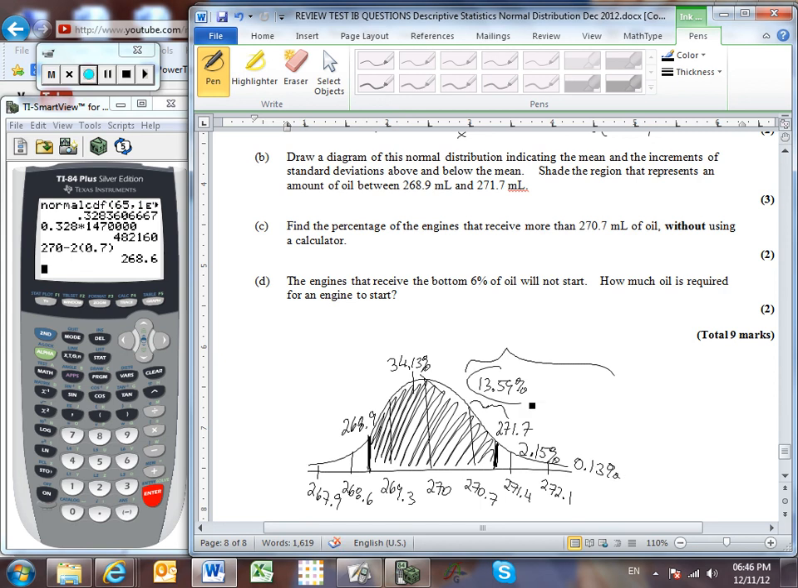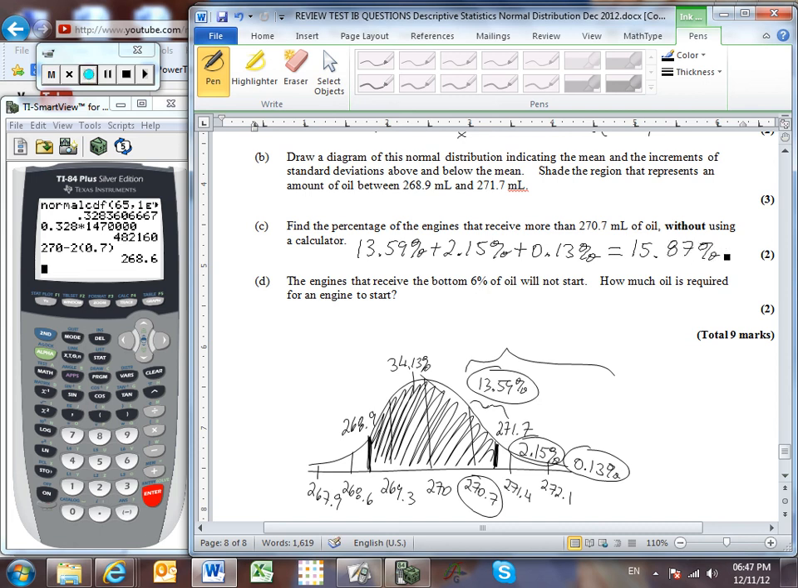So I'm going to have to add these three percentages that represent the areas of the regions to the right of 270.7, more than that. Let's add them together. 13.59 plus 2.15 plus 0.13, and that gives us a total of 15.87%.